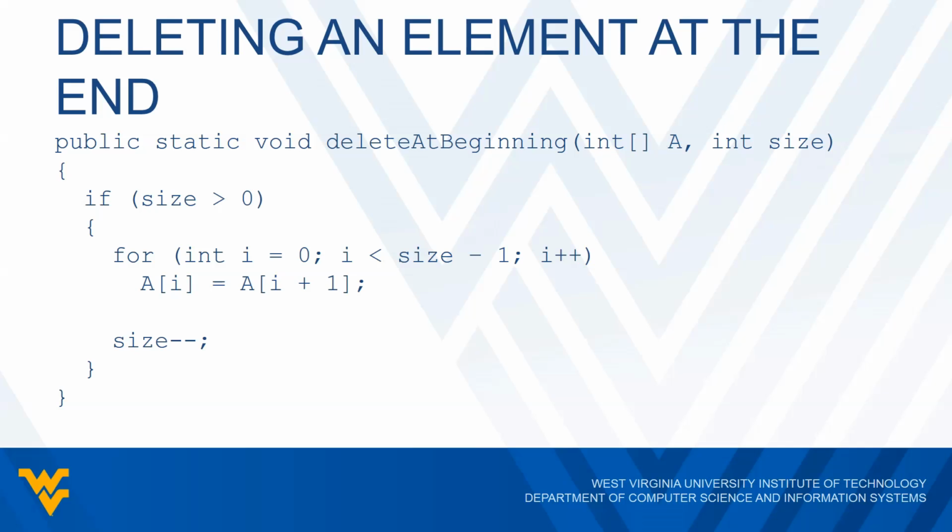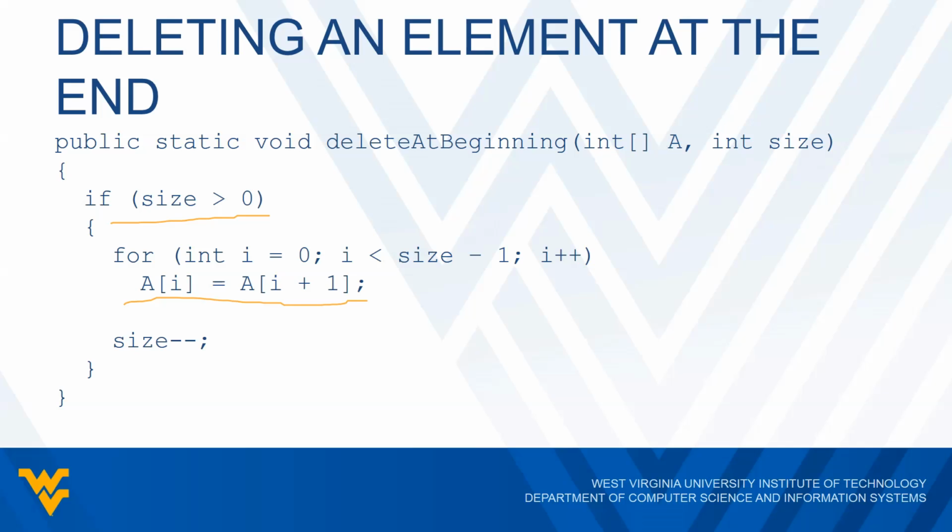So we still need to make sure there is something in the array. So we still have this if statement that makes sure that the size is greater than 0. And if this is true, we have our for loop here that will go through each element of the array. So we start where i is 0 and we go up to and including size -2. And the important part is this line right here. All we're doing is we're taking A[i+1] and storing it into A[i].